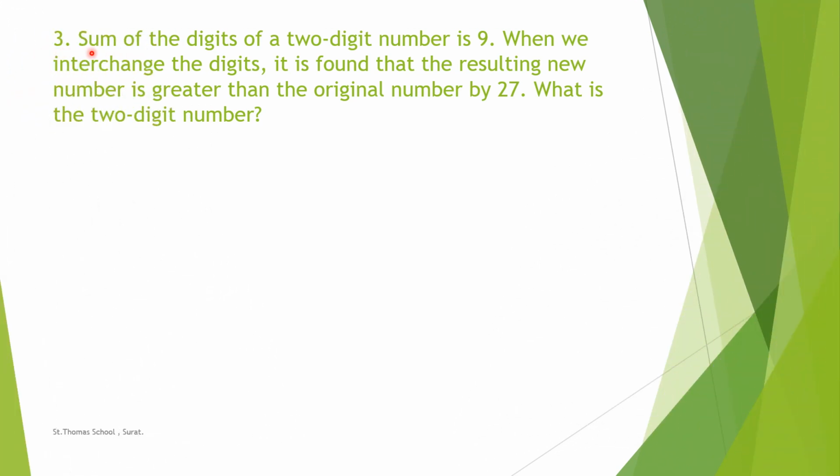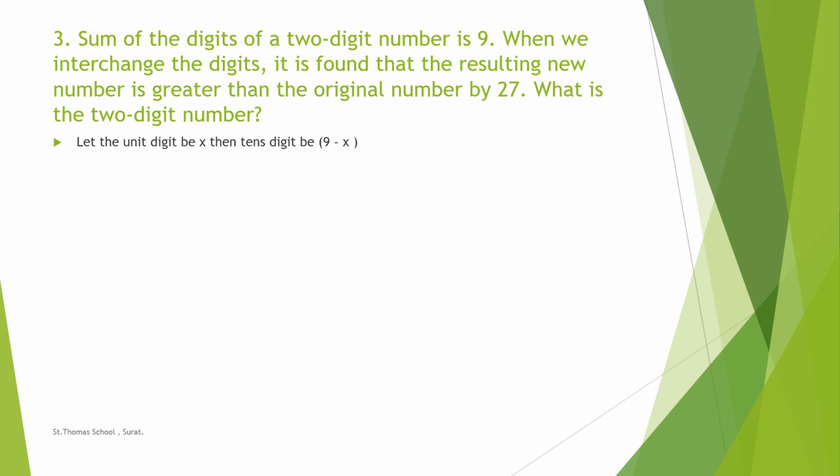Question number 3. The sum of the digits of a two-digit number is 9. When we interchange the digits, it is found that the resulting new number is greater than the original number by 27. What is the two-digit number? The sum of the digits of a two-digit number is 9. So, let the unit digit be x, then the tens digit is 9 minus x.